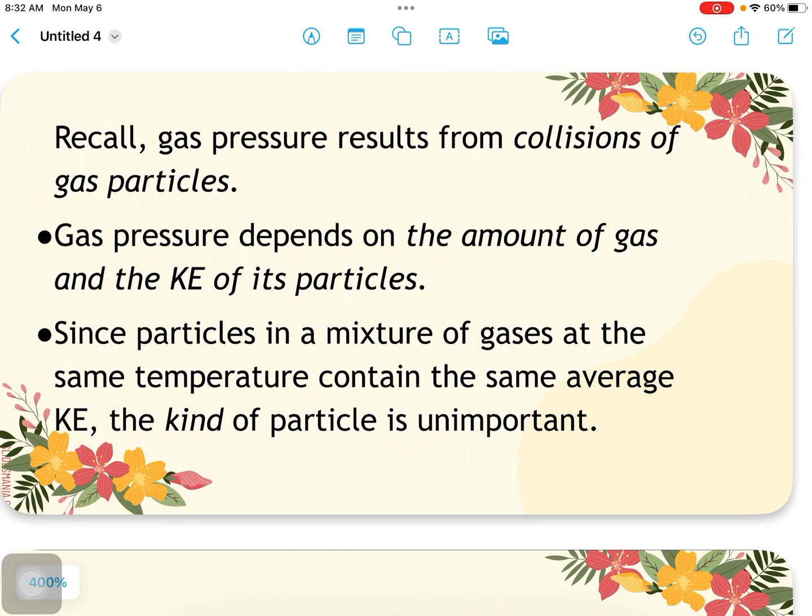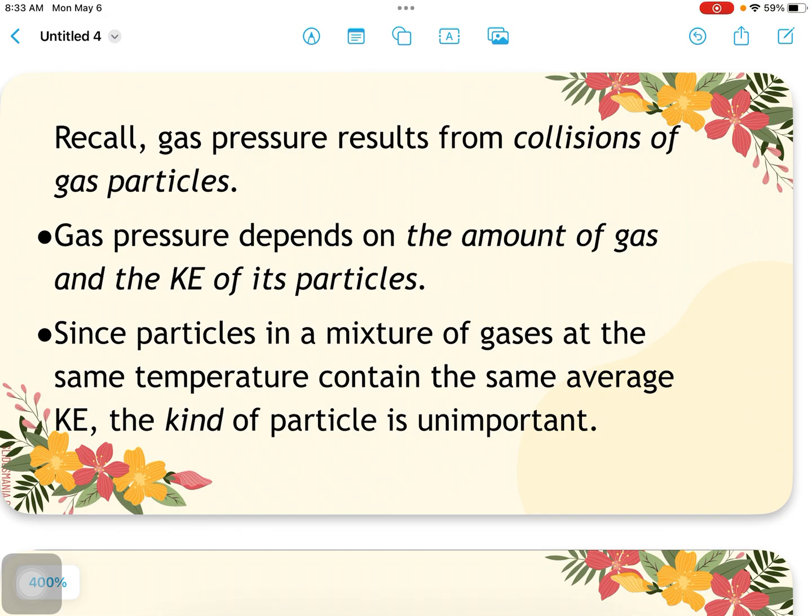Recall that gas pressure results from collision of particles. All these particles are bumping and colliding with each other and with the sides of the container, and that's what's creating this pressure. Gas pressure depends on the amount of gas and the kinetic energy of the particles. The more that's in there, the more collisions occur, the more pressure. Same with kinetic energy: the faster they're moving, the more collisions that can occur.